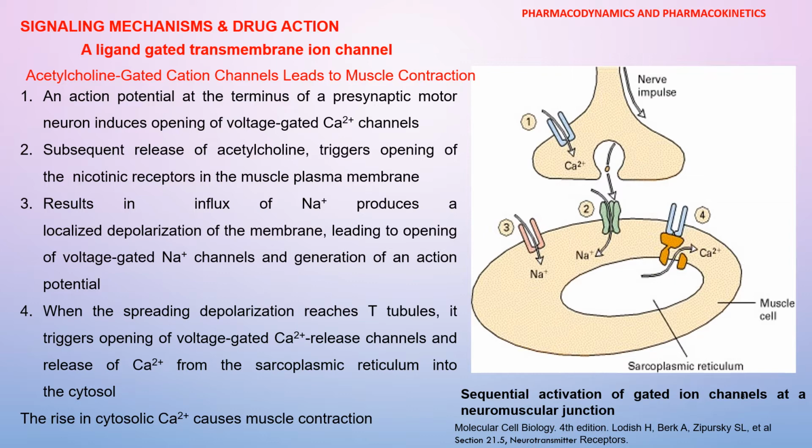This leads to a change in voltage, that is, an action potential. The action potential then travels across the membrane and reaches the T-tubules, where it triggers the opening of voltage-gated calcium channels, and calcium ion is released from the sarcoplasmic reticulum into the cytosol. This leads to muscle contraction, which we would study in the next slide.